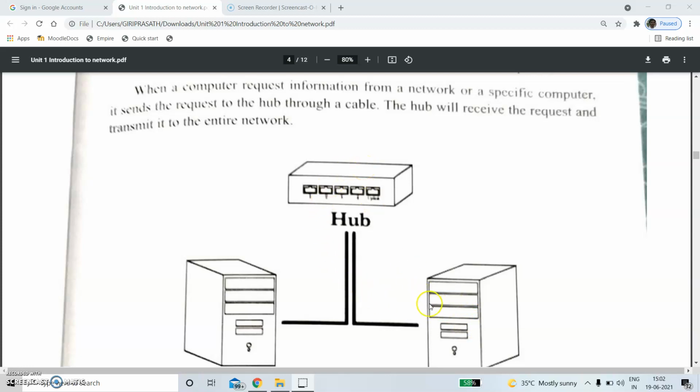Okay, so when a computer requests some information, assume that there is a computer acting as a server, and you want to request the information from the server. If you are requesting some information, that information is carried through a cable and passed to the hub, and then it is passed to the server. The hub will receive the request and transmit it to the entire network.